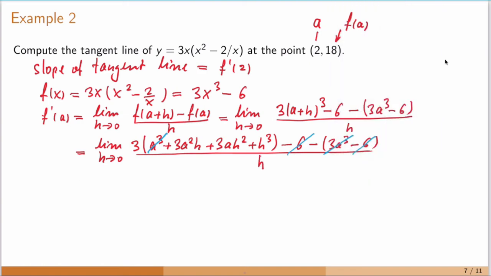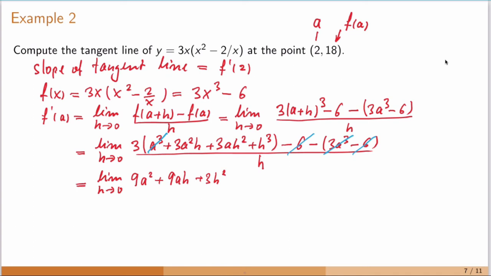The remaining terms all have a factor of h in them, so we can simplify this a bit and write limit as h goes to 0. And don't forget the 3, so we have 3 times 3a²h divided by h. This is a 9a². Then we have 3 times 3ah² divided by h, which is 9ah, okay? And then this other term is 3h², and that's it.